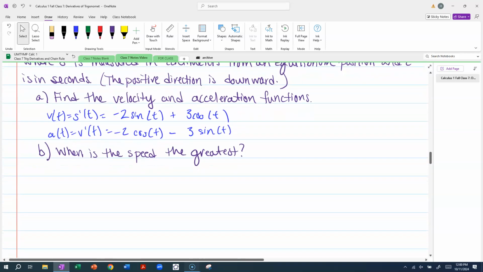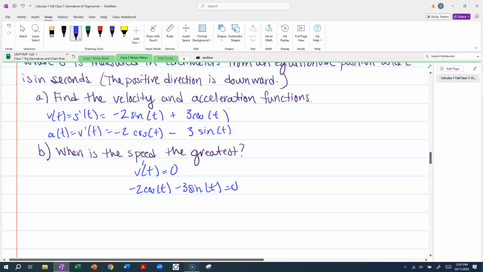All right, next question. When is speed the greatest? Speed, technically, is related to velocity, so we're looking at the velocity function. We want to find where it peaks, and we find where it's peaking by looking at when the derivative of that function is 0. That's really the acceleration function. So I would set the acceleration function -2 cosine t minus 3 sine t equal to 0.